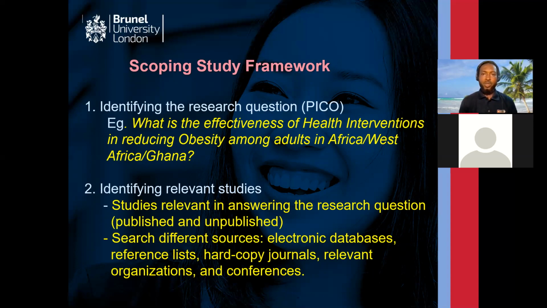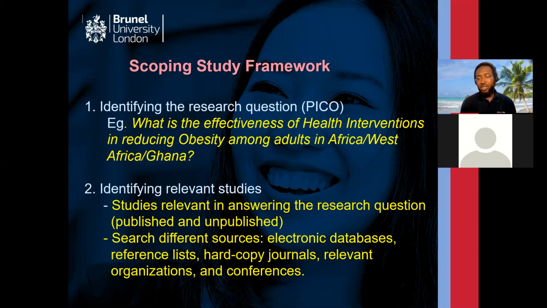Just make sure that your research question has these elements of PICO. So I give an example here: what is the effectiveness of health interventions in reducing obesity among adults in Africa, or West Africa, or Ghana, right? So now the population here is adults. The intervention here is the health interventions, right?